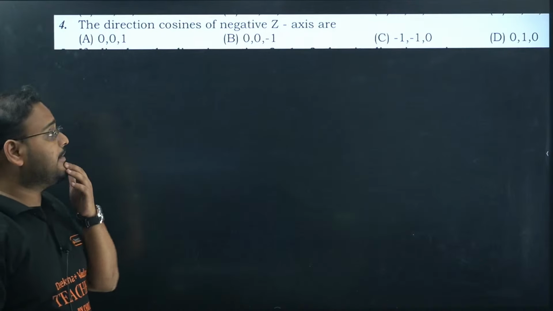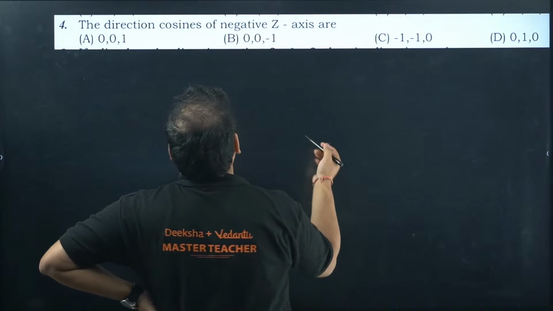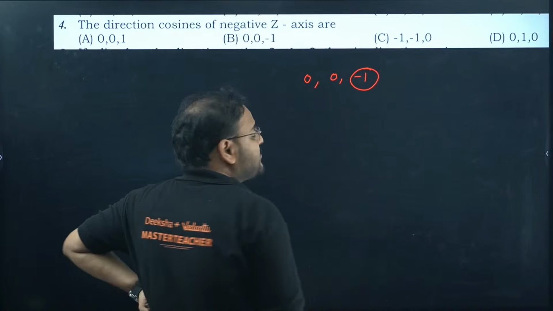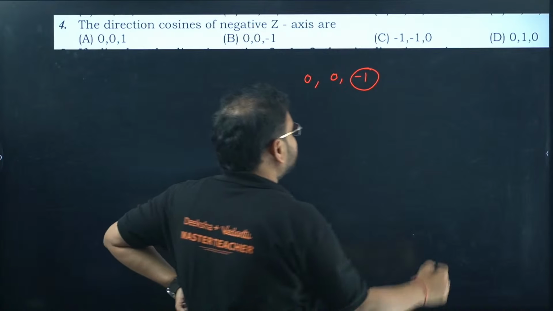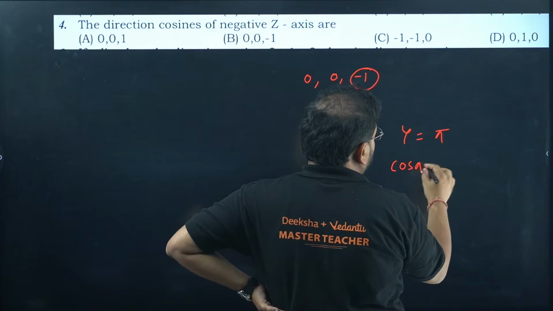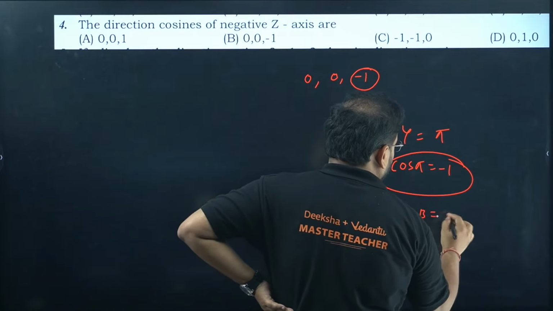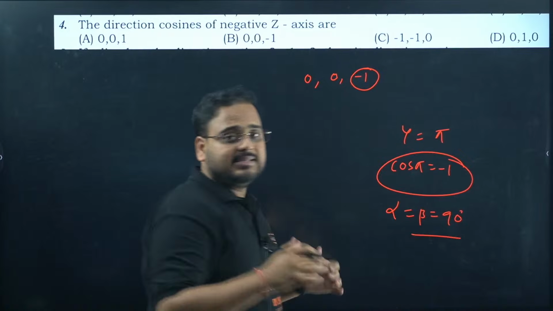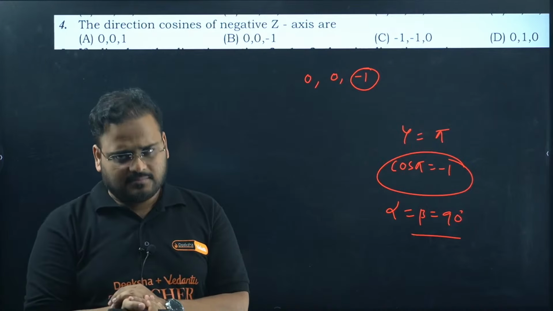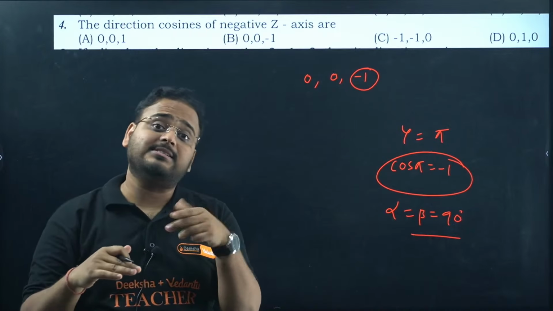Question number 4: direction cosines of the negative z axis are. Negative z axis, right? It is going to be 0, 0 and minus 1. Why minus 1? Because with the negative z axis the gamma will become pi, and cos pi is minus 1. Because your alpha and beta will be 90 degrees. I hope you all know that. Listen to me. The angle of the z axis with the x axis is 90 degrees. The angle of the z axis with the y axis is again 90 degrees.